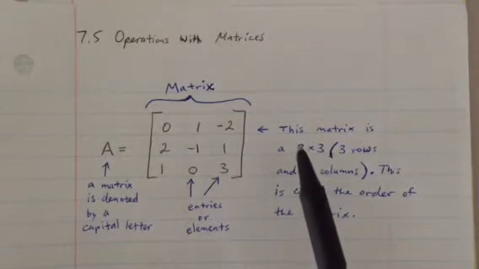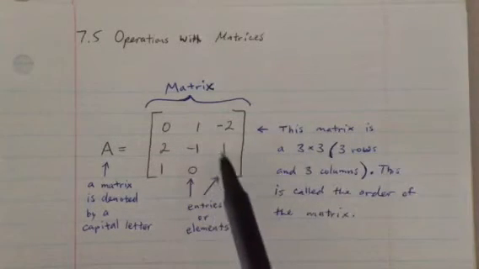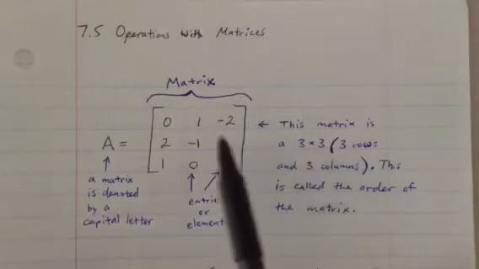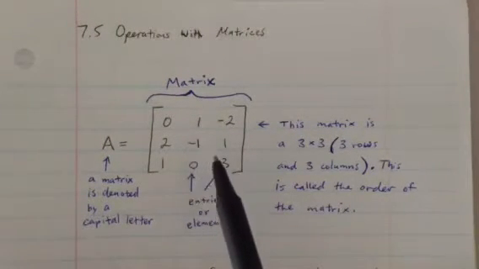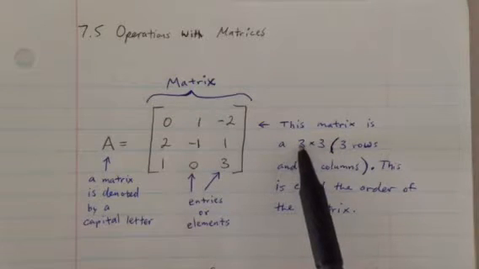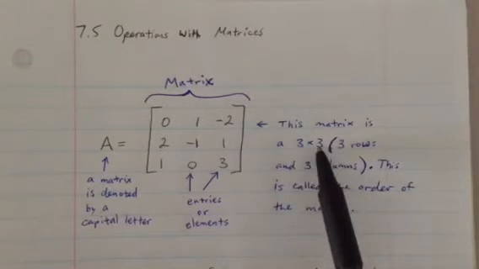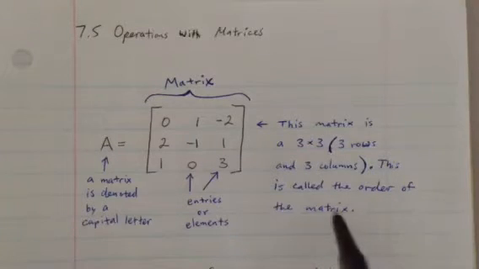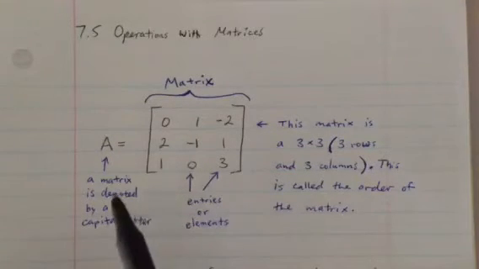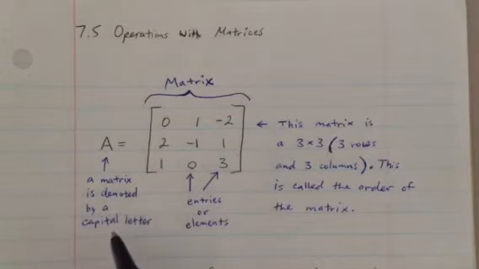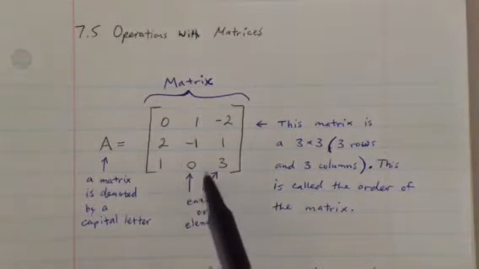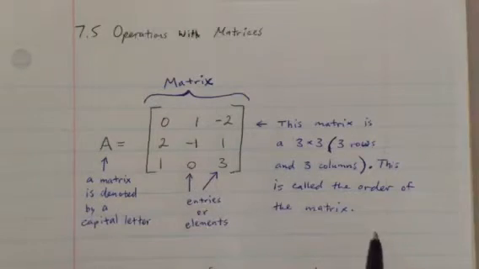In a matrix, for example, this one is a 3 by 3, and that's because it has 3 rows and 3 columns. So the first number tells us the number of rows, the second number tells us the number of columns, and this is called the order of the matrix. A matrix is denoted by a capital letter, such as this one with the letter A. These are called either entries or elements.